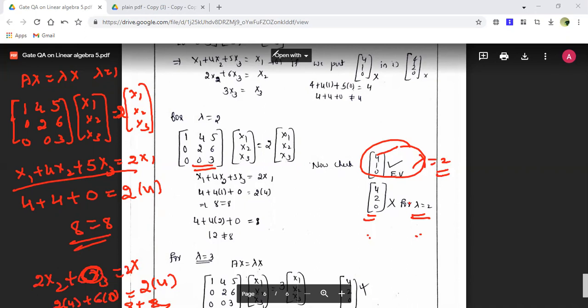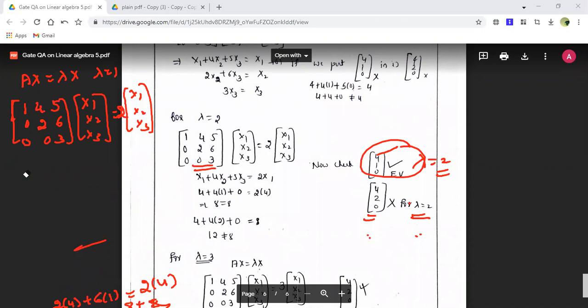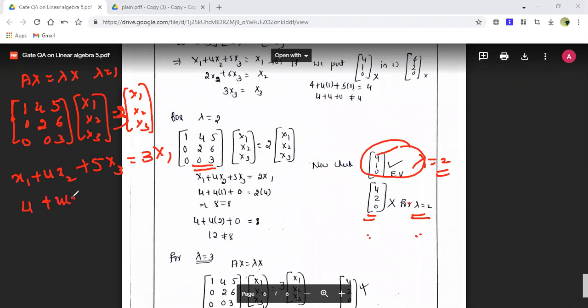Now we have to check for lambda is equal to 3. For lambda is equal to 3, you just see this particular equation. Wherever lambda is there, it will be 3. This is x1 plus 4x2 plus 5x3 is equal to 3x1. If I take only this equation, so we have to check only with this now. This is 4, plus 4 into 2 here, plus 5 into 0, is equal to 3 into 4. So here it is 4 plus 8, 12 is equal to 12. Of course, for the first equation, it is satisfying.